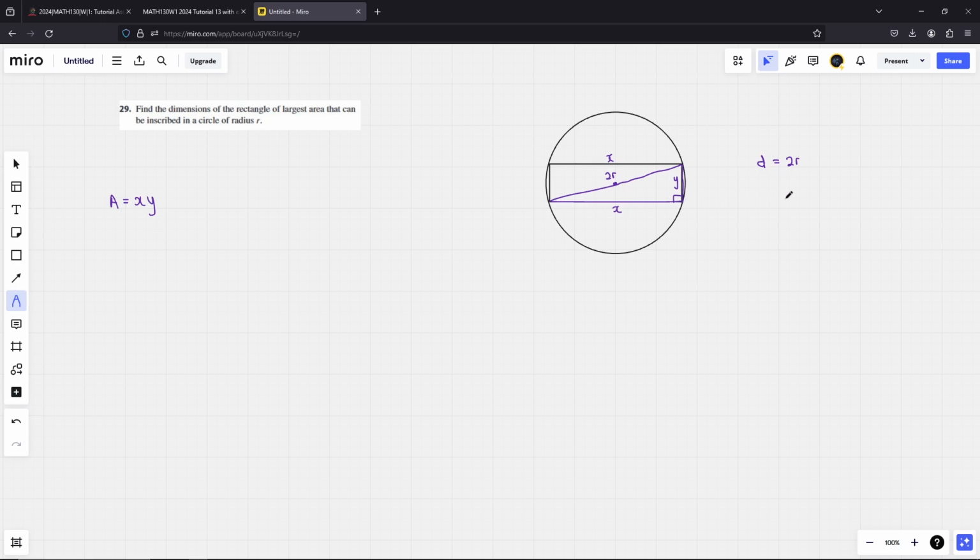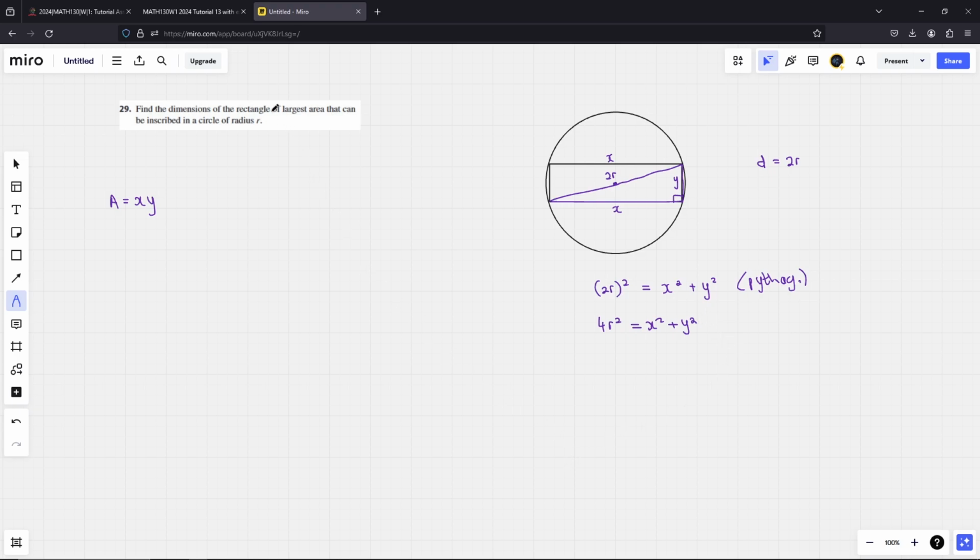Now what do we know about right angle triangles? Well, we know from Pythagoras that the hypotenuse, all squared, is going to be equal to the side lengths squared. Okay, and we can state that this is from Pythagoras. Now simplifying this is going to be 4r squared equals x squared plus y squared.